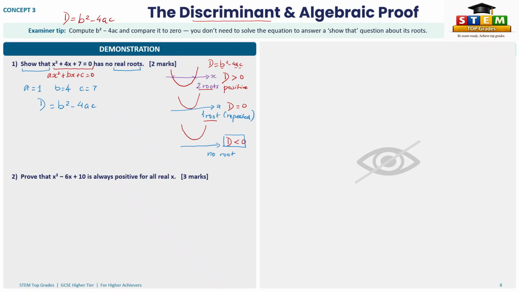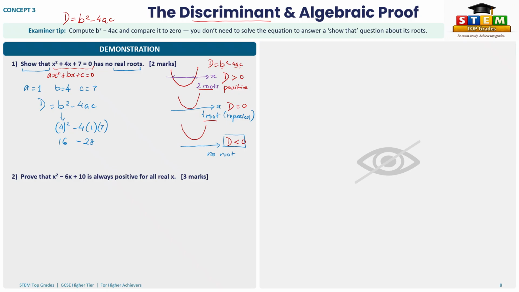And what do we get here? So b is replaced by 4, a is replaced by 1, and c is replaced by 7. So let's work it out. That is 16 minus 28.